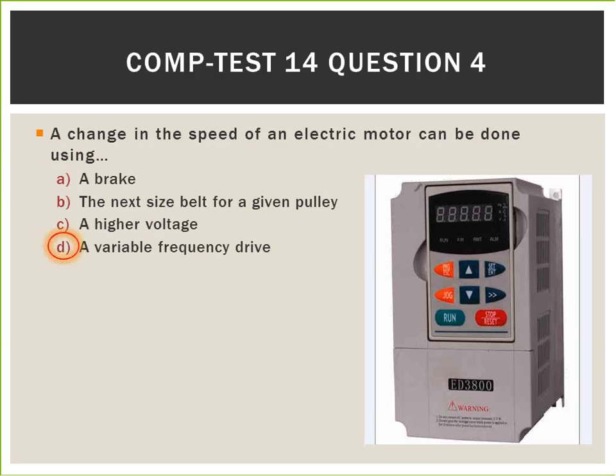Answer A is not the best answer because a brake will not provide the control needed to maintain speeds at a desired level. Answer B is not the best answer because a different size belt will only alter the driven equipment speed but will not alter motor speed. Answer C is not the best answer because increasing the voltage to an AC motor will increase its torque, the force it can turn when attached to a load, but not its speed.